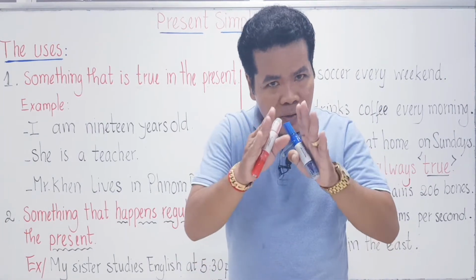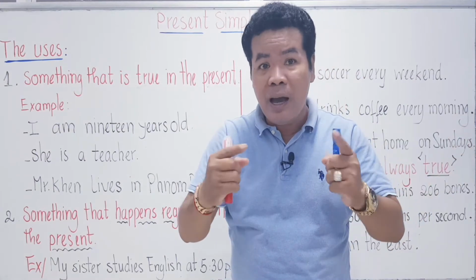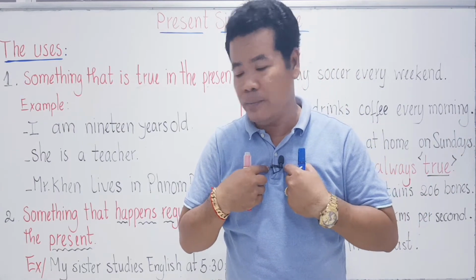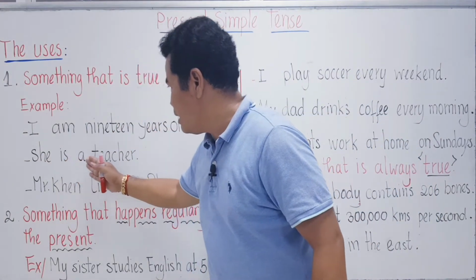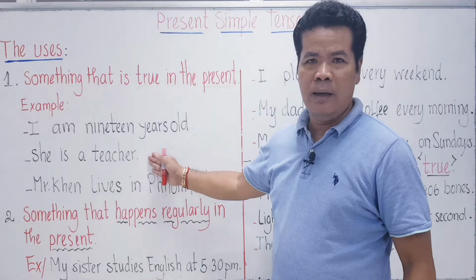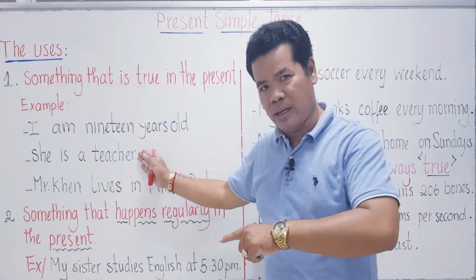Okay? Do not think about the past. Do not think about the future. Just think about only in the present time. I am 19 years old. Right? Let's go to another one. She is a teacher. She is a teacher is also the present.